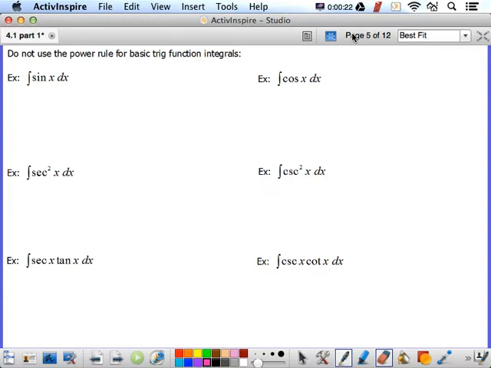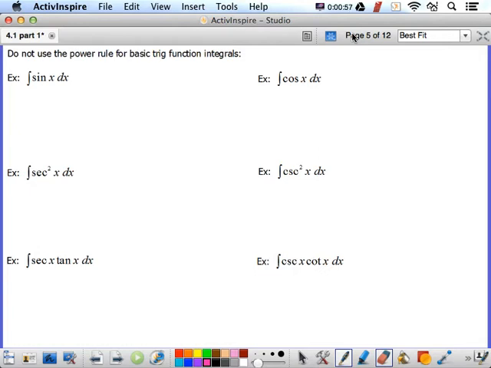So what you need to do is make sure that you know what the 6 basic derivatives are. What are they? The derivative of sine is cosine. Therefore, the integral of cosine will be sine. The derivative of cosine is negative sine, so the integral of negative sine must be cosine. They go forwards and backwards. The derivative of tangent is just secant squared. So the integral of secant squared should be just tangent. Make sense, you guys?